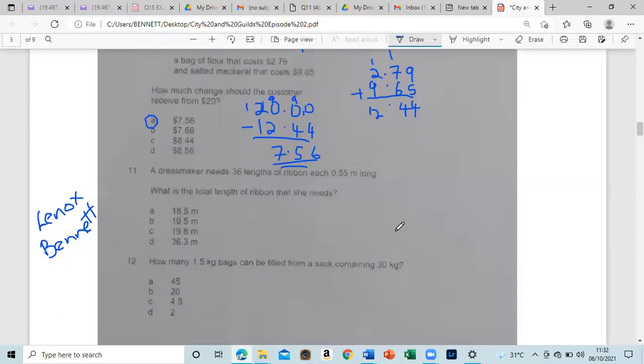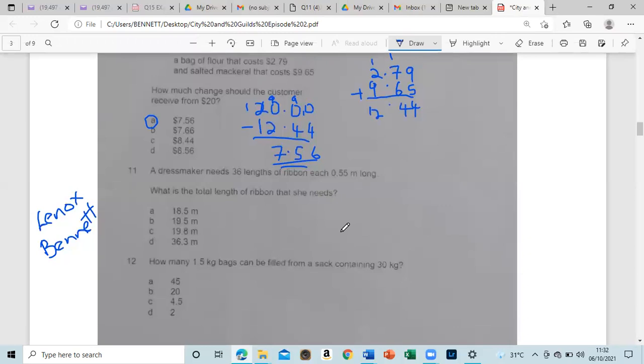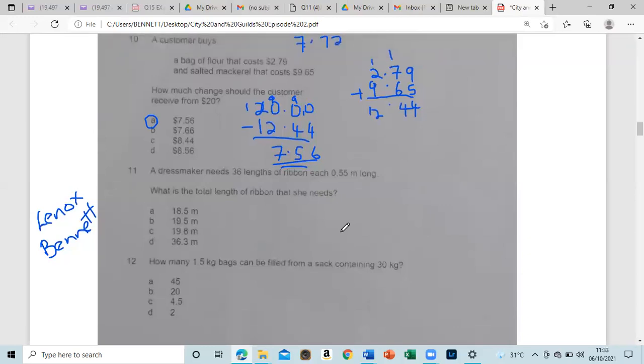All right, she needs 36 lengths of ribbon, each 0.55 meter long. What is the total length of the ribbon she needs? All right, so what we're gonna do now is basically multiply 36 by 55. Just do it with the whole numbers. And a lot of people gonna say, oh, you can't do it like that. Let's multiply.